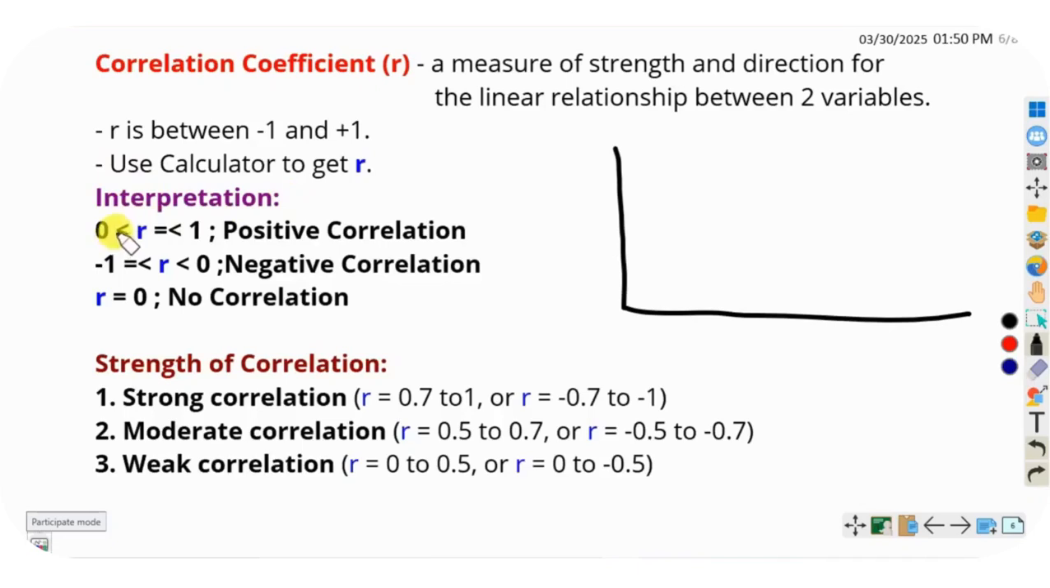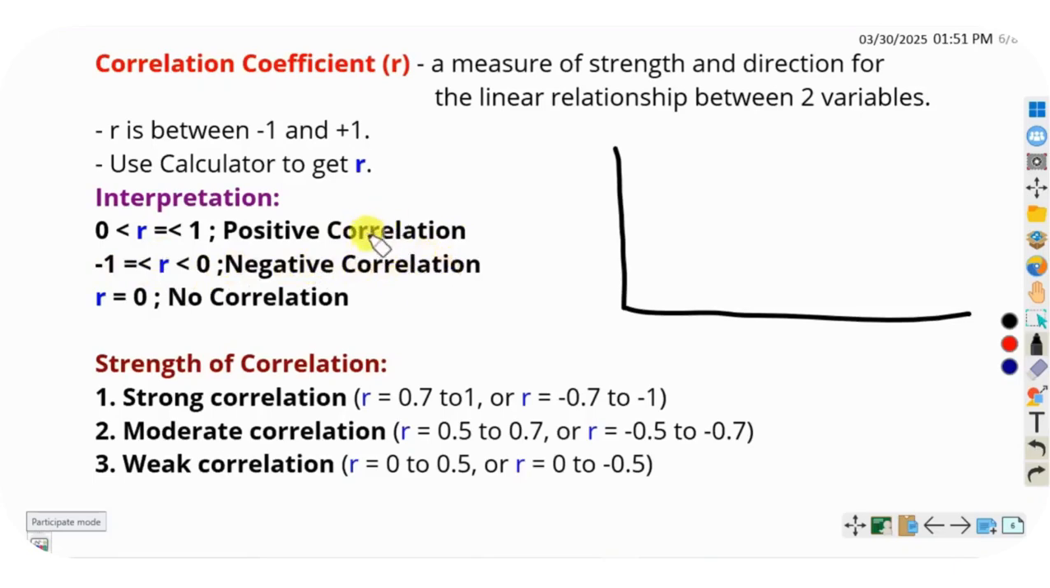So how do you interpret it? Well, if R is greater than 0 and R is less than or equal to 1, meaning if you get an R value of anything between 0 and +1, we call that a positive correlation. If R is a positive number, we call it a positive correlation, right? But if your R is between -1 and 0, if the value of R is a negative number, we call that a negative correlation.